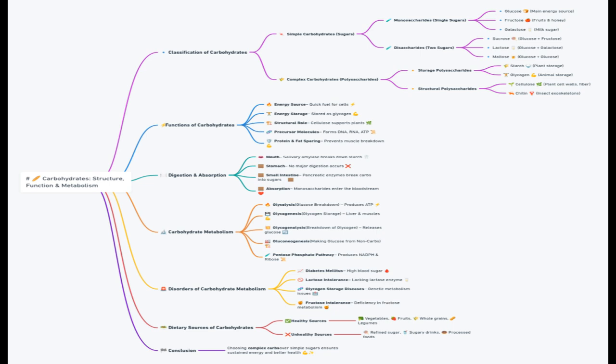Right, so that's just a summary of what we remember on carbohydrates based on the mind map. Continue with the rest later.